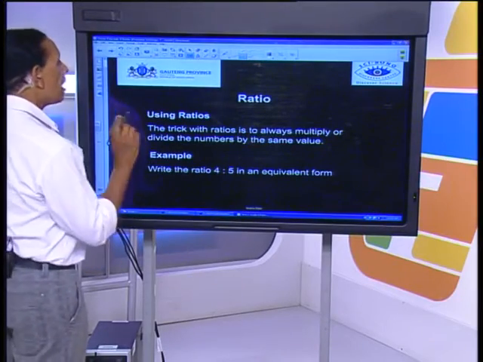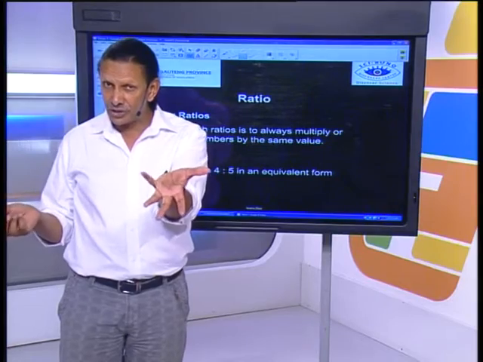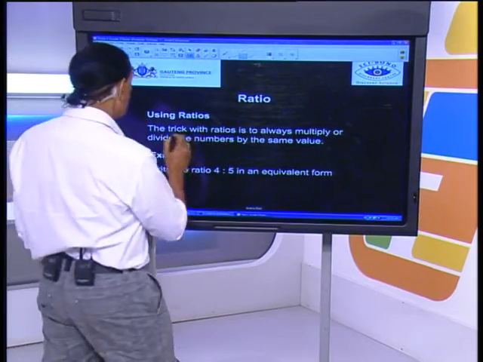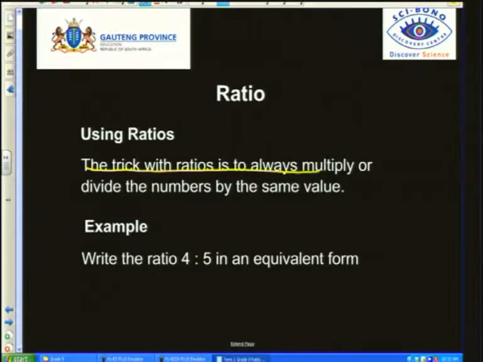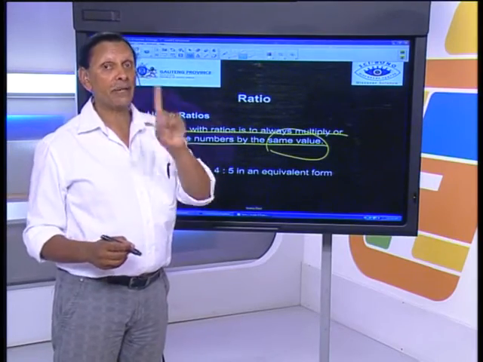Right. Now we can, of course, use ratios. Like remember I told you about the 50 rand, you can share. That's how you can use ratios to make your life easy. The trick with ratio is to always multiply or divide both numbers by the same value, guys. Like I said, times 2 or divide by 2, but both must be multiplied or divided by the same value.